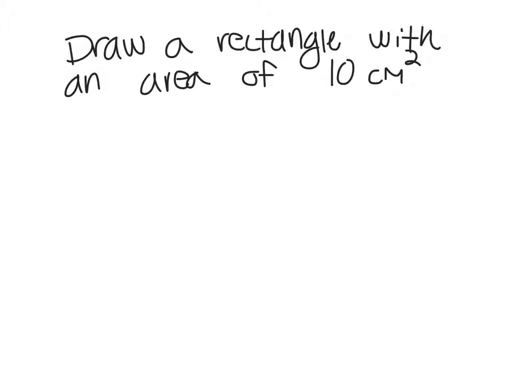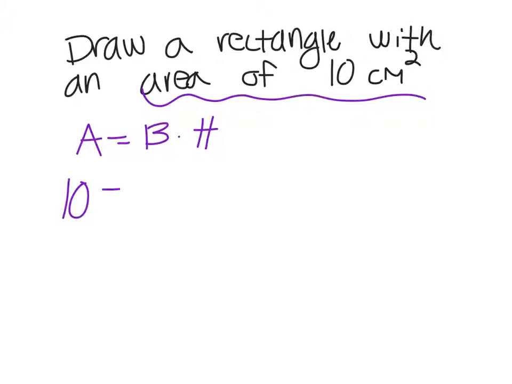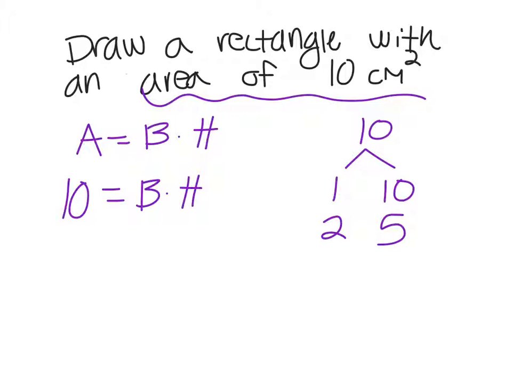Okay, I have one last example. Draw a rectangle with an area of 10 centimeters squared. So I know that the area of a rectangle is the base times the height. I'm given that the area is 10, so I need to know that whatever the base times height is needs to equal 10. So I'm going to think to myself, what two numbers multiply to be 10? I have 1 and 10, 2 and 5. And there's some other ones if you want to do halves, but we won't get into those now.